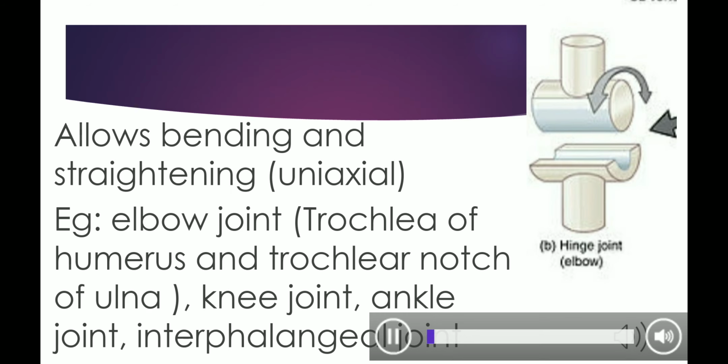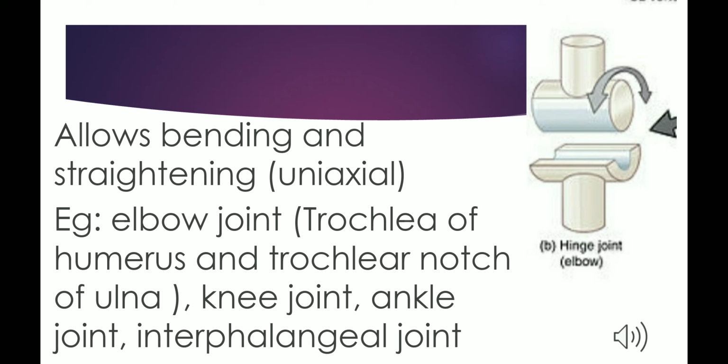So the next one is the hinge joint. In a hinge joint, the convex end of one bone articulates with the concave end of the other bone, and it only allows bending and straightening, that is, only a uniaxial movement. An example for a hinge joint is the elbow joint, which is formed by the trochlea of the humerus, the convex end, and the trochlear notch of the ulna, the concave end. Other examples for hinge joints are the knee joint, ankle joint, interphalangeal joint, etc.